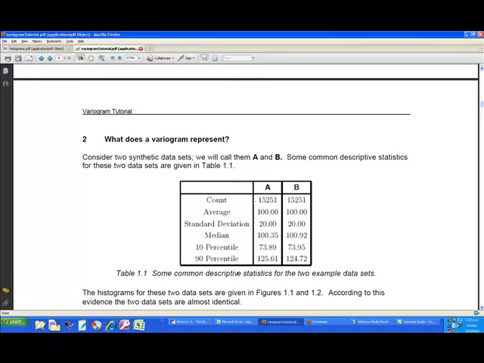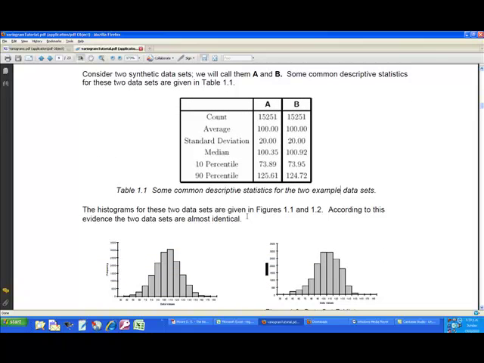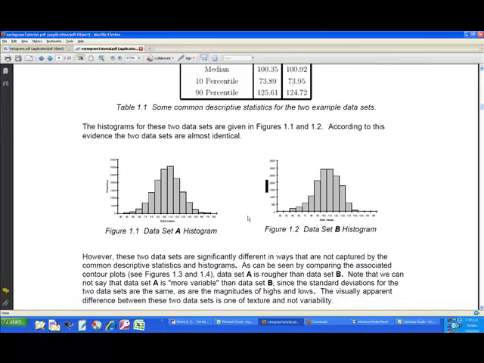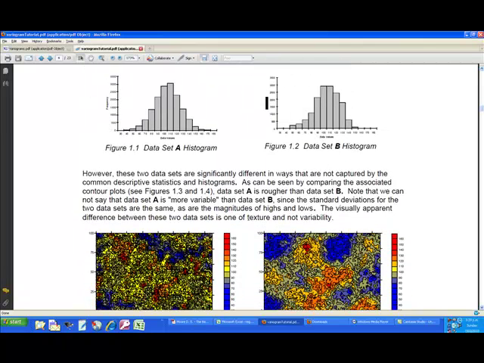So let's read this. What does a variogram represent? Consider two synthetic data sets. So these are just fake data sets. We'll call them A and B. Some common descriptive statistics for these two data sets are given in table 1.1. So we just went through these. The histograms for these two data sets are given in figures 1.1 and 1.2. According to this evidence, the two data sets are almost identical. However, these two data sets are significantly different in ways that are not captured by the common descriptive statistics and histograms. As can be seen by comparing the associated contour plots, dataset A is rougher than dataset B.